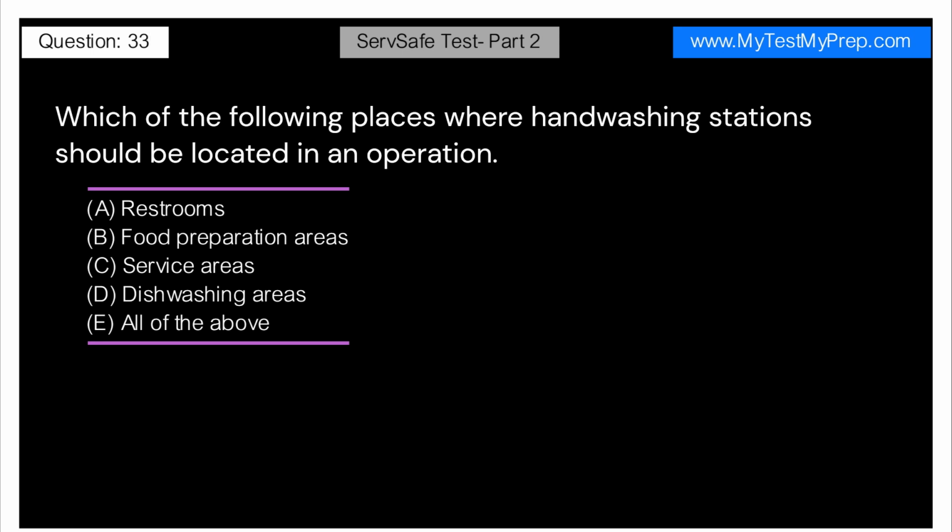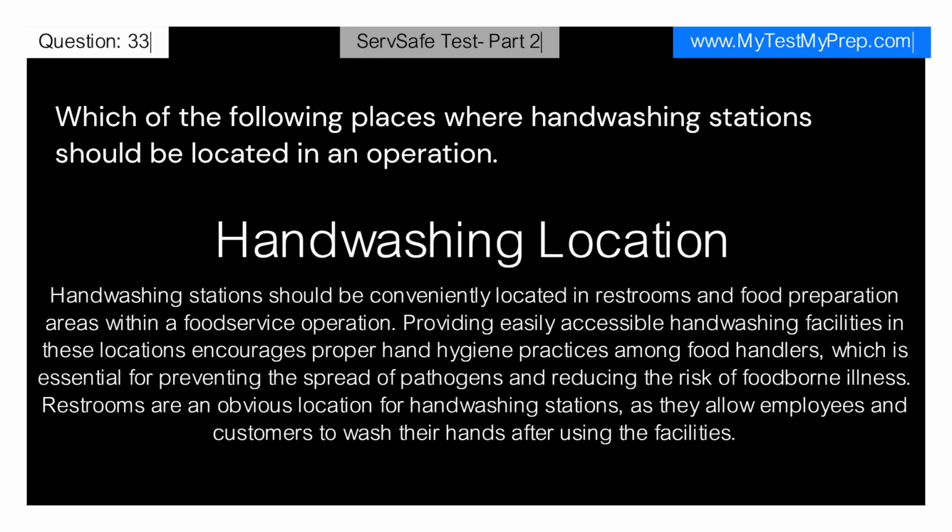A. Restrooms. B. Food preparation areas. C. Service areas. D. Dishwashing areas. E. All of the above. Answer E. Hand washing stations should be conveniently located in restrooms and food preparation areas within a food service operation.